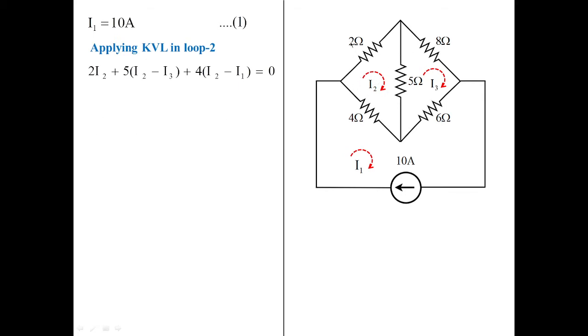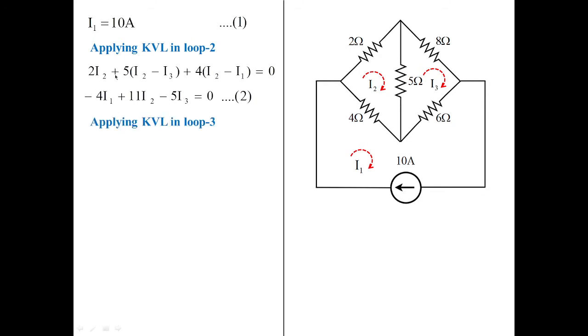So we are applying the KVL in mesh 2. You can see here we are starting from 2 I2. This is the developed voltage. Then plus 5 times I2 minus I3, plus 4 times I2 minus I1 is equal to 0. So satisfying Kirchhoff's voltage law will give you the equation as minus 4I1 plus 11I2 minus 5I3 is equal to 0. Now this is one equation.